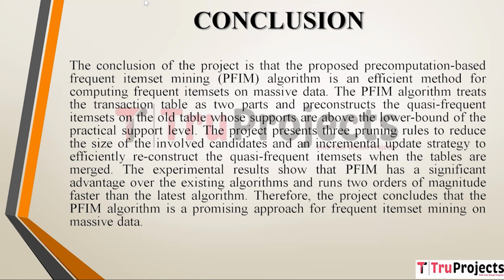When the tables are combined, the project includes 3 pruning rules to lower the size of the involved candidates as well as an incremental updating strategy to efficiently reconstruct the quasi-frequent item sets. The experimental results reveal that PFIM outperforms existing methods and is 2 orders of magnitude faster than the most recent approach. As a result, the project finds the PFIM algorithm is a promising solution for frequent classification.